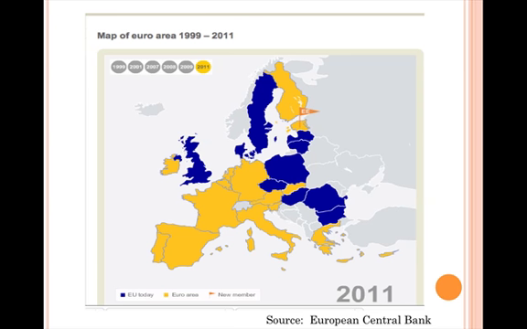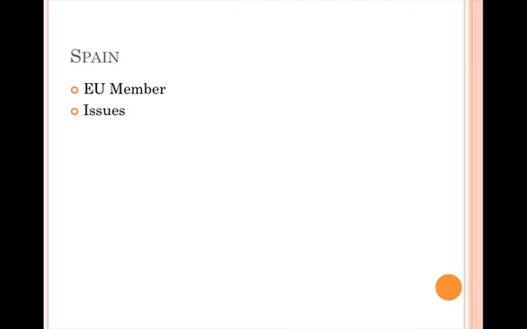This particular one is a map of the Euro area, which you would use to explain what the yellow means, what the blue means, how many members there are, how many it started with, and what that actually talks about in regards to the growth of the EU over this last period of time. Spain is an EU member, and Spain has a lot of issues. The next slide has a soundbite in it. There's a link to an NPR news clip on Spain.